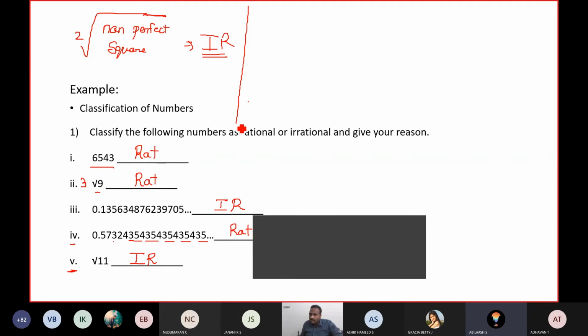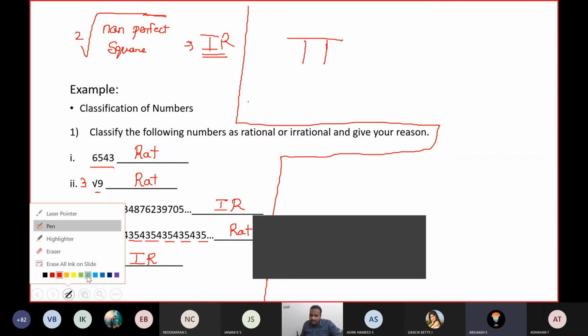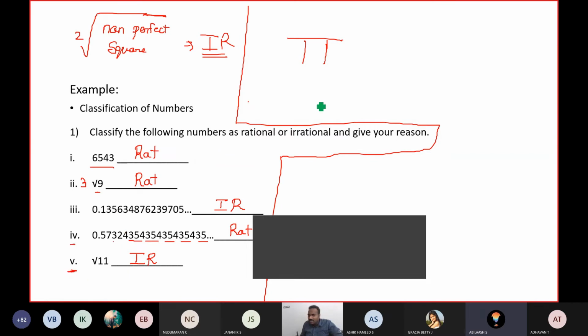So here is where I want to ask you guys an interesting question. Let's see how many of you can get this one right. Obviously this is a bit of a tricky question. Pi. Is this a rational number or an irrational number? Rational. Why do you say it is rational? It has a value.